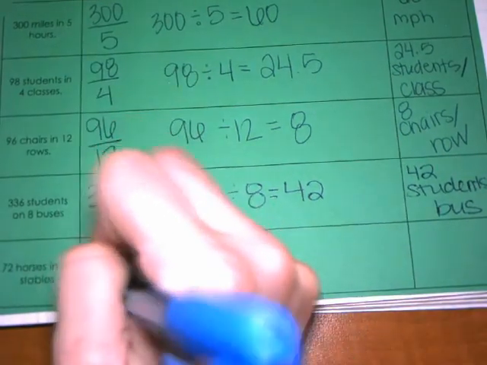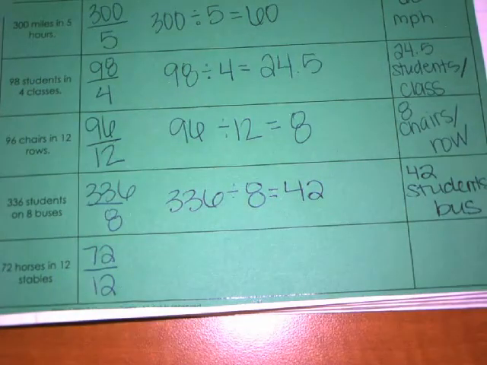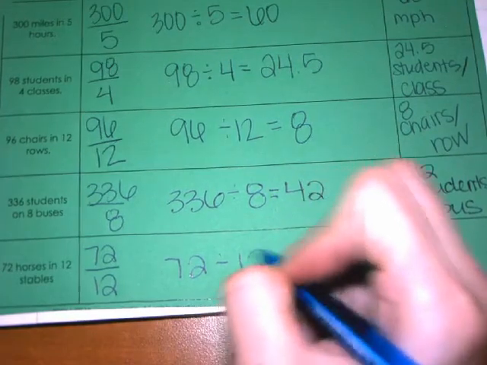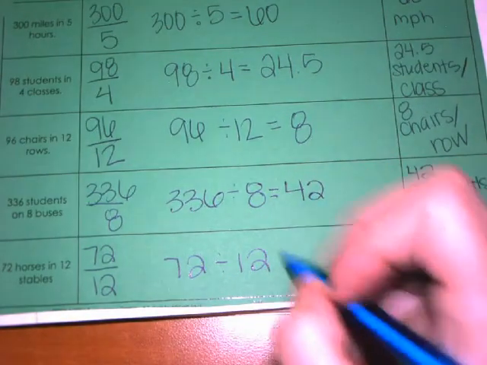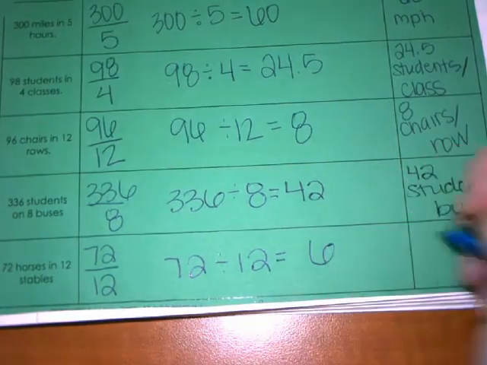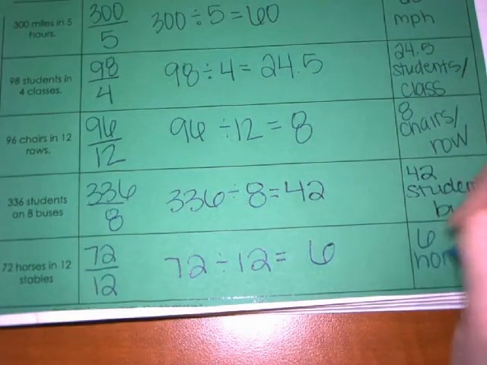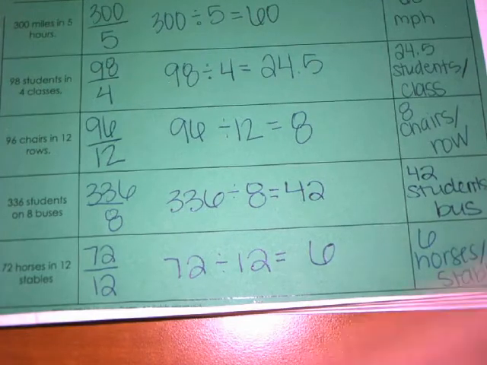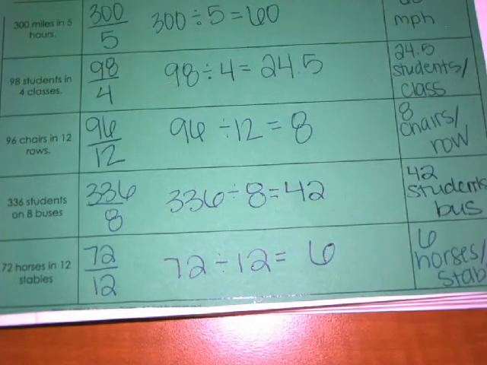Number 19. How did you write the last one as a ratio? Perfect. Number 12. How did you solve it? Very good. And number 13. What's my answer? 6 what? 6 horses per stable. Questions?